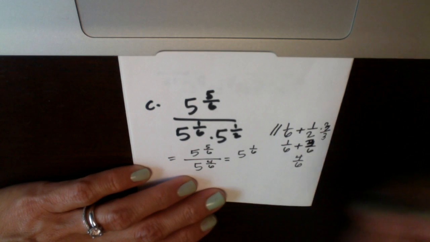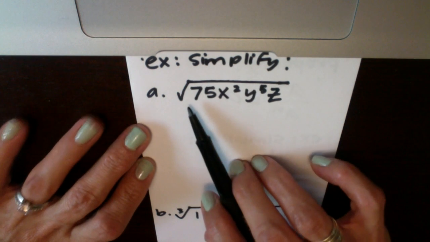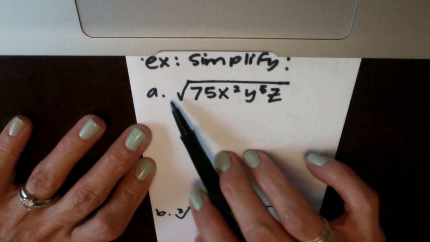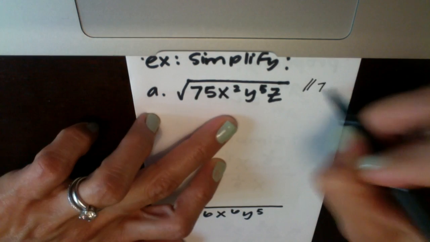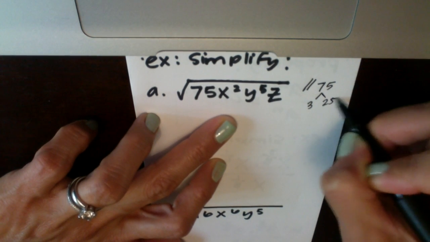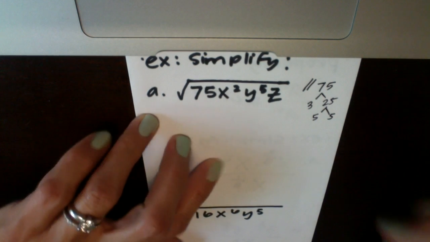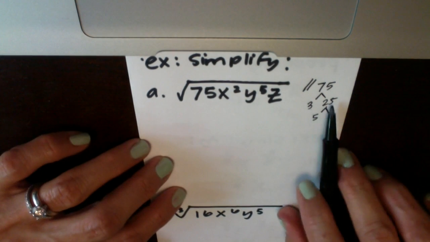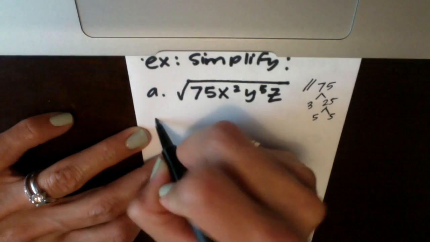And then we'll just leave that answer just like that. Now we're going to simplify with radicals. So we have the square root of 75x squared y to the 5th z. 75 would be 3 times 25, and then 25 is 5 times 5. So you can break it all the way down, or you can stop here where you have a perfect square. Whatever makes more sense to you is great.